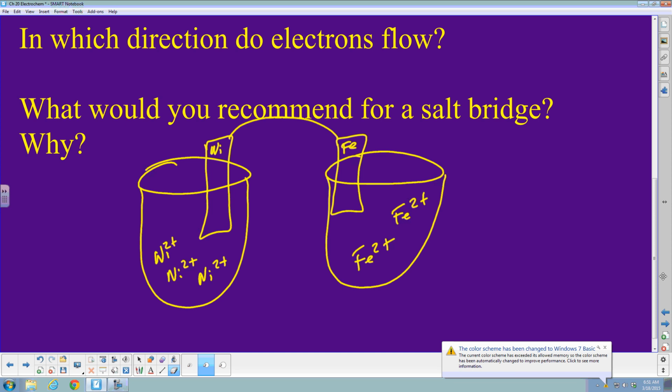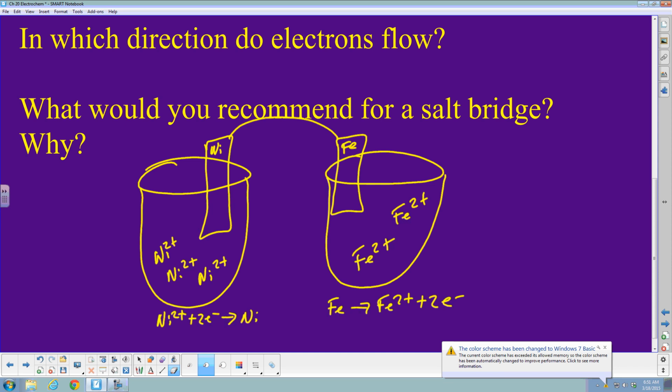That means my nickel is going to reduce. So I have Ni2 plus 2 electrons goes to nickel. And that means iron is going to have to oxidize. So Fe goes to Fe2 plus 2 electrons. And when we get into our next section, I'll tell you how you can figure this out. But just take my word for it right now that this is what's going to happen.